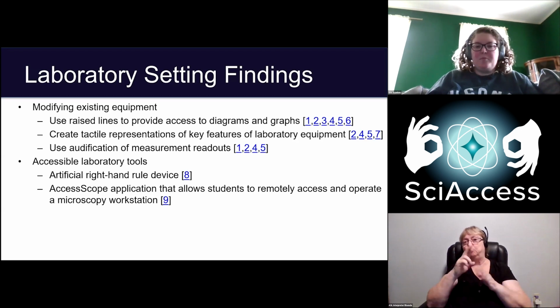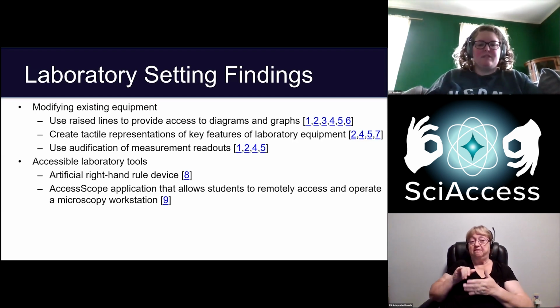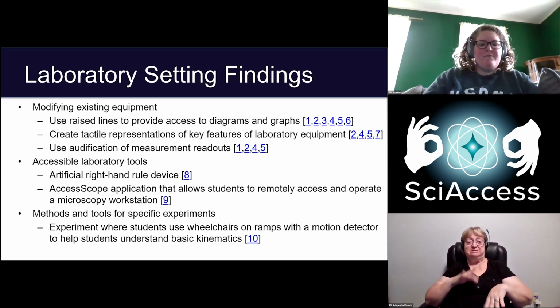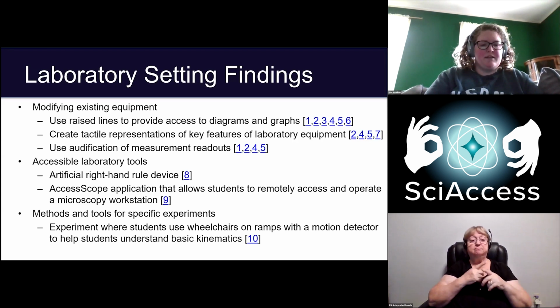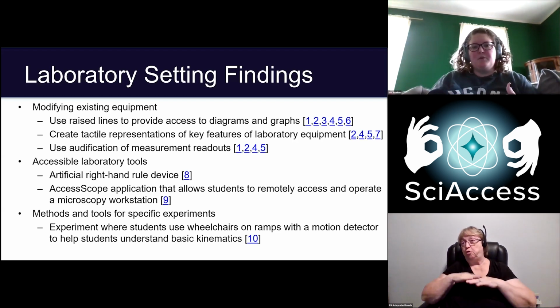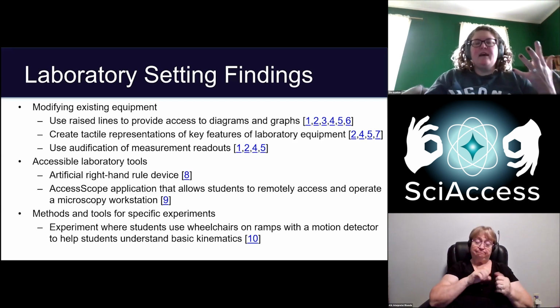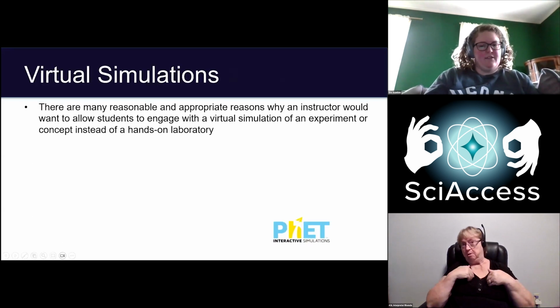Another one is Access Scope, which is an application that allows students to remotely access and operate a microscopy workstation. So this is a way to provide meaningful access to experiments without a person needing to be physically there or to physically operate the workstation. And then finally, we found methods and tools for specific experiments, specifically things like experiments where students could use wheelchairs on ramps with a motion detector to understand the basics of motion and kinematics. So a lot of the findings were specifically about the laboratory setting, which is wonderful that we have these access tools to utilize in the future.